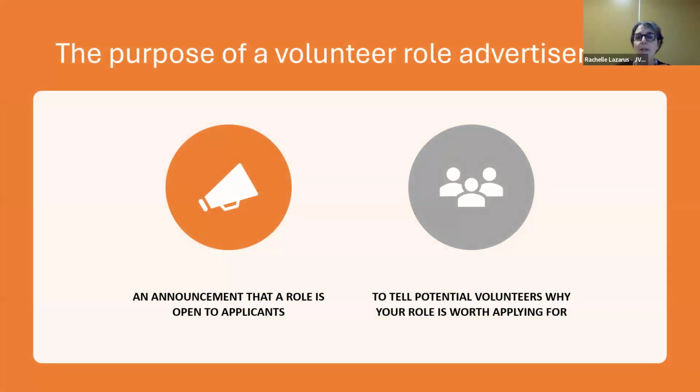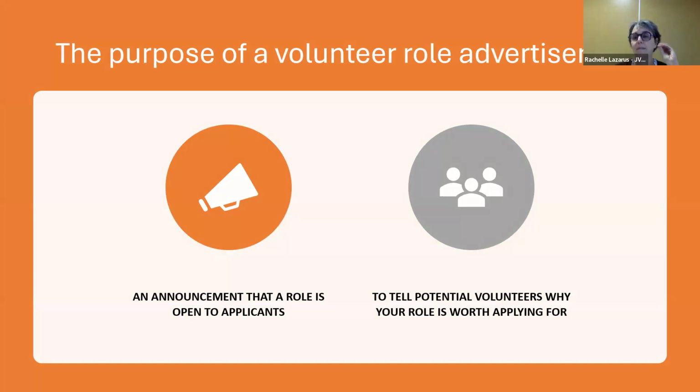So what is the purpose of a role advert? Charities decide that they need to promote a role. So it's an announcement that a role is open to applicants, and within it, it tells potential volunteers why your volunteer role is worth applying for.